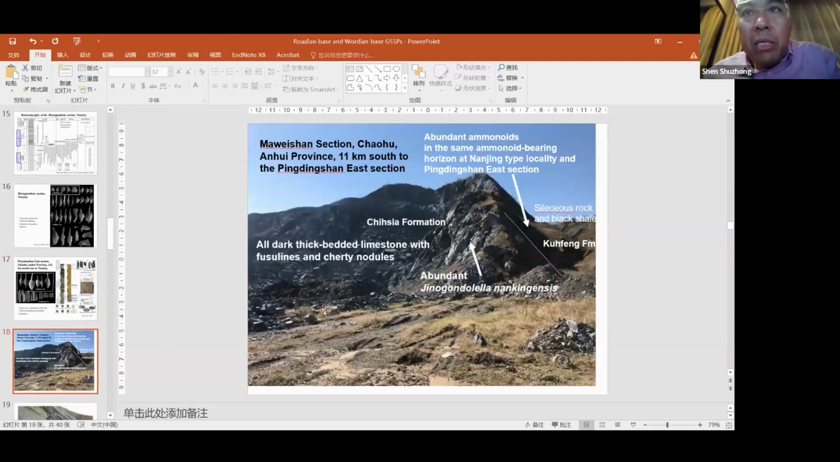And then recently, that's unpublished data, we found another new section, which is called the Maweishan section, also in Chaohu, Anhui province, 11 kilometers south of the Pingdingshan East section. And then from the topmost part of the limestone of the Qixia Formation, we find abundant Gymnogondolella nankingensis. And that is also overlain by the siliceous rock and the black shale of the Kufeng Formation.